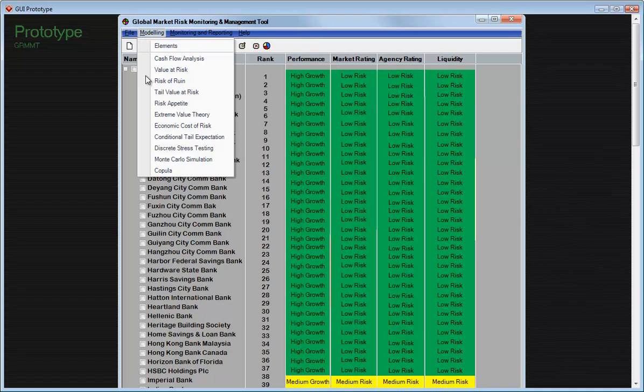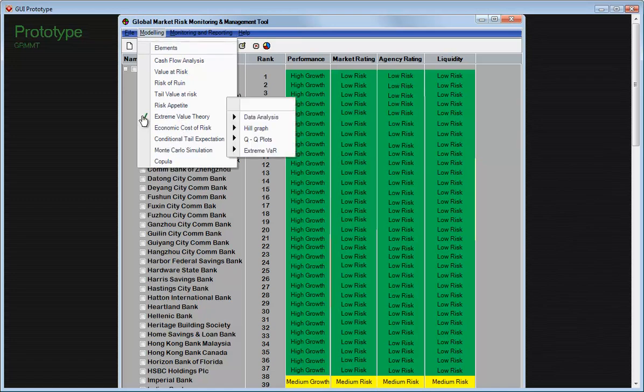We mentioned before, once we've done our scenario testing, stress testing, we need to do economic capital modelling. Here we can see a range of potential models: value at risk, risk of ruin, examples such as extreme value theory, where in effect we select the economic capital modelling we want to run with, and then simply drill into and use the functions of the software to complete that exercise.